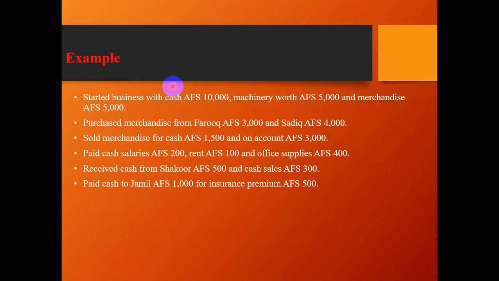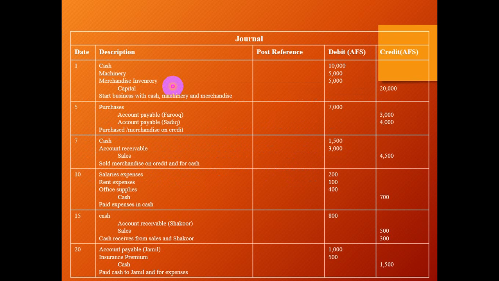The next one, the second transaction: purchase merchandise from Farooq 3,000 and Sadiq 4,000. So we are purchasing from Farooq and Sadiq for 3,000 and 4,000, right? Purchasing of merchandise is the same, but we are purchasing on credit. So the credit amount is left with two persons, and we have to pay them. I need to pay Sadiq, I need to pay Farooq. So we write purchase to accounts payable Farooq, accounts payable Sadiq. Purchases total 7,000, where 3,000 is from Farooq and 4,000 is from Sadiq. We write purchase merchandise on credit, simple.